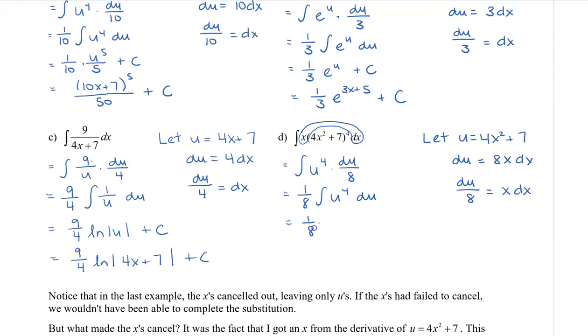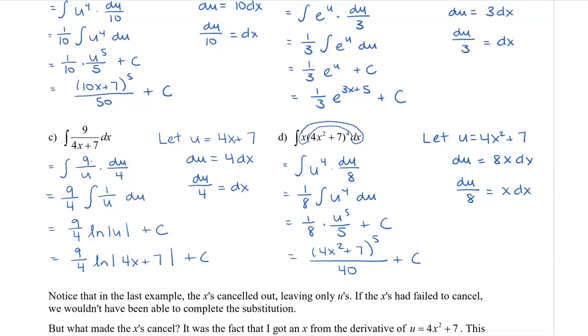Now I can integrate u to the 4, so this will be u to the 5 divided by 5, and then plus c, and then u is 4x squared plus 7, so let's substitute that back in. And all of this will be divided by 40, and then plus c.